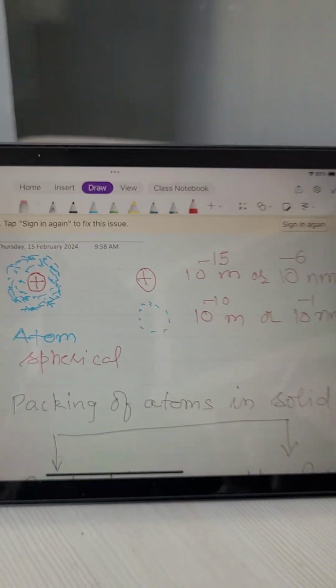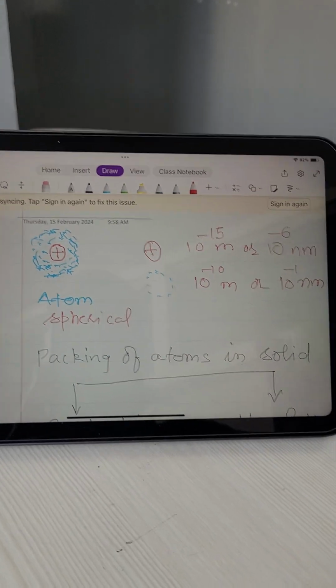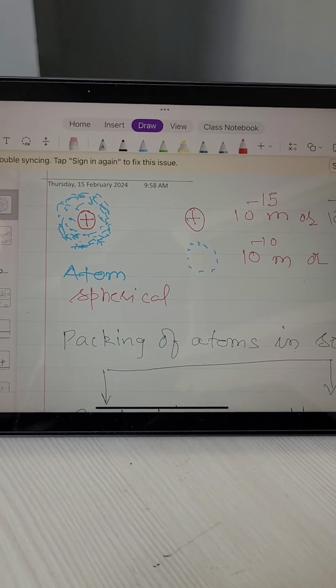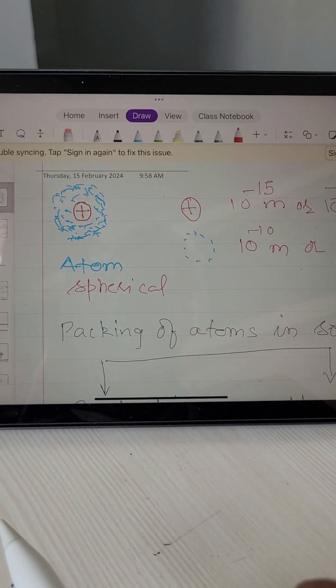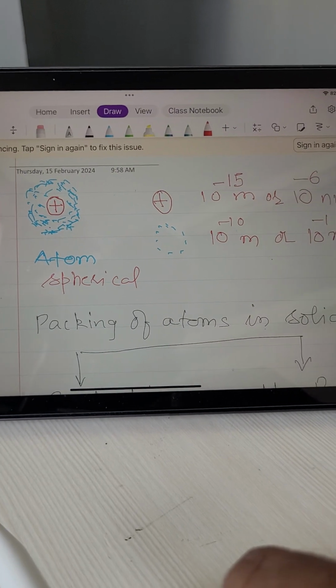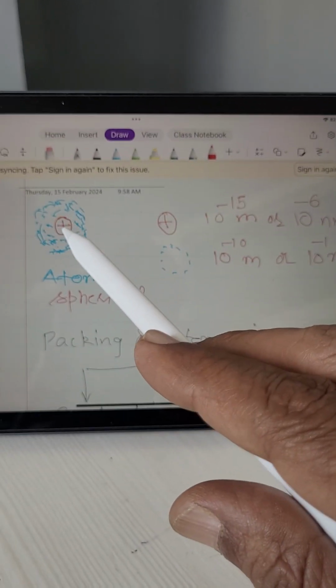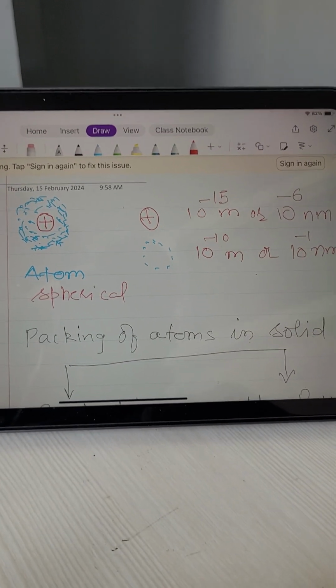An atom is something like this. Can you see? The blue color is the electron cloud. We call them delocalized electrons. They can move anywhere. And the red color is the core or kernel.